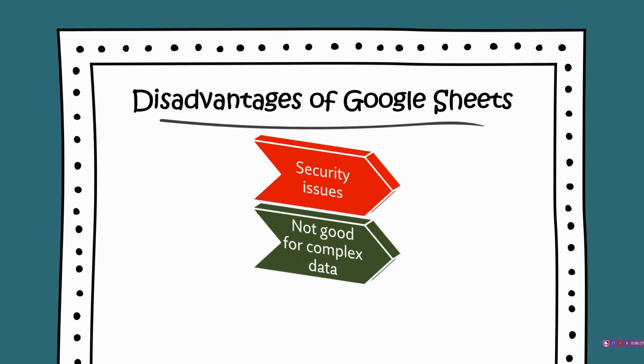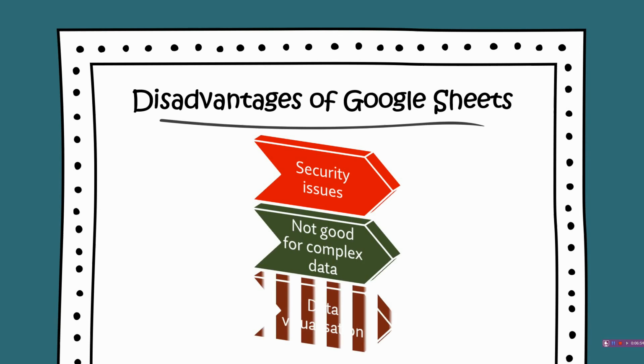Next one is not good for complex data. See, for complex accounting and bookkeeping, formulas in Google Sheets are not good enough. So in this way, it is very complex to use Google Sheets when you have to enter big data or a large number of data. Next one is data visualization. Google Sheets don't have a wide range of data visualization options like Excel. So these are the disadvantages, like security issue, not good for complex data like accounting and bookkeeping, and data visualization.